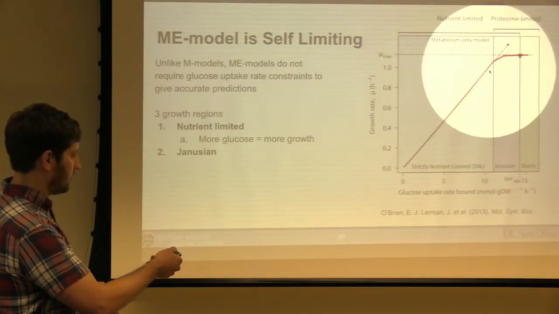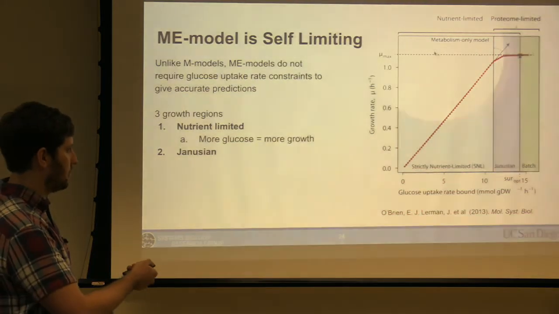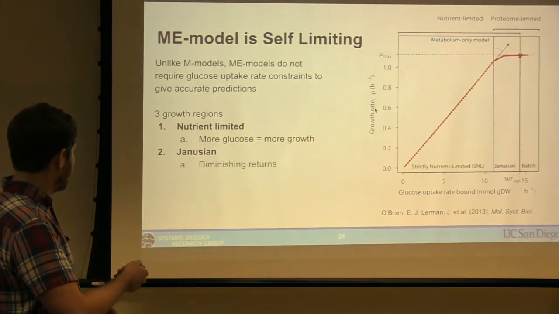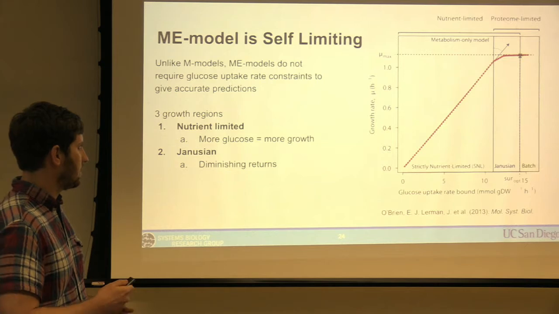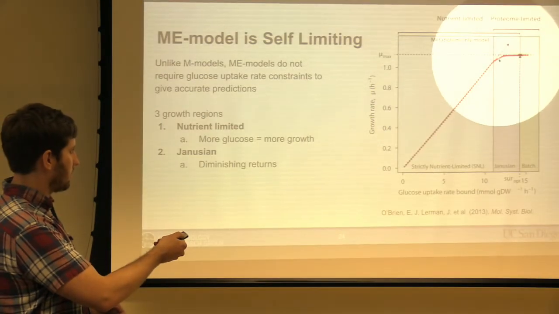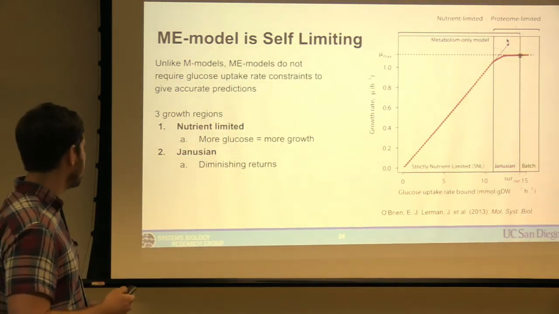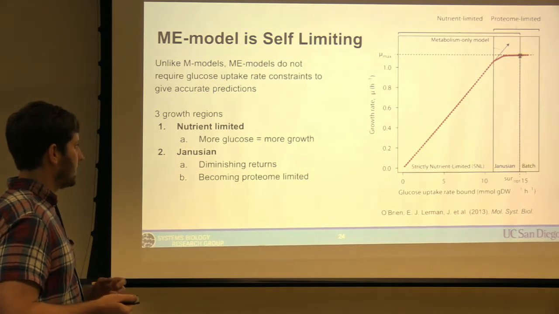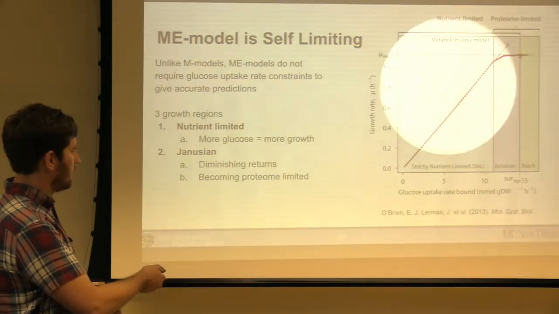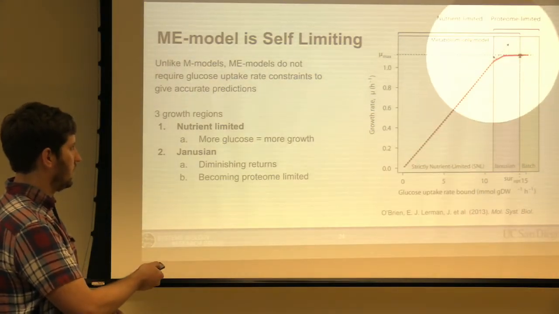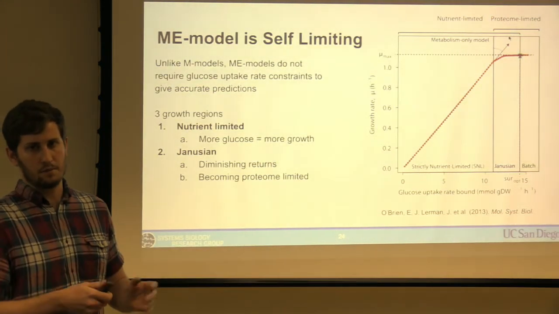Then once we reach a glucose uptake rate that's closer to the maximum feasible growth rate, we enter what we call the proteome-limited region. Here is where we start getting some diminishing returns. As you increase the amount of glucose available to the simulation, you don't get that linear increase in growth rate, but you get less and less of a growth rate improvement for each unit of extra substrate. This is happening because the model is starting to become proteome limited. In this region, the model is going to behave pretty similar to an M model, but as we get to here, it's going to start making different pathway choices because different parts of the proteome are going to start being constrained.